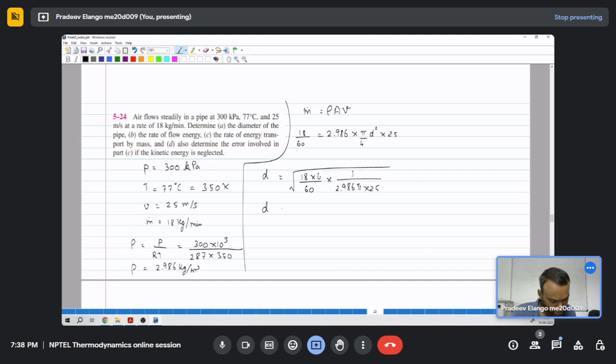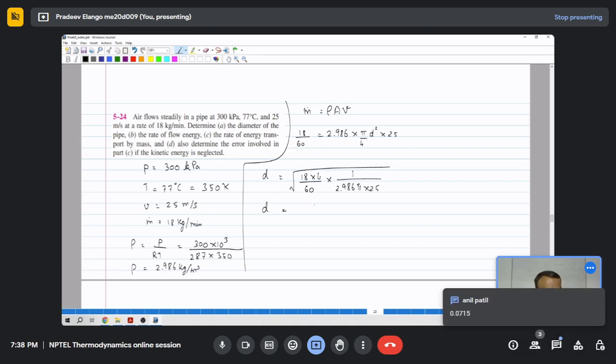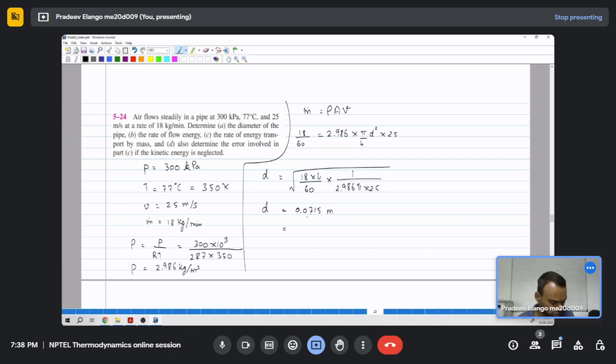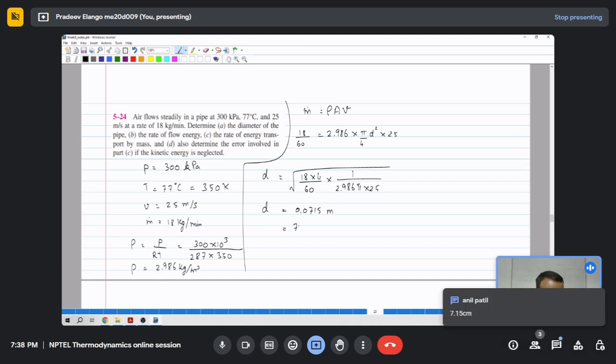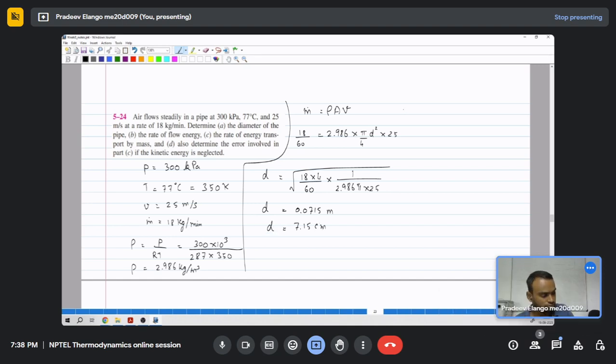Can you calculate the diameter? Zero point zero seven one five meters. So this is 7.15 centimeter. So now we have calculated the diameter. Now we need to find the rate of flow energy.